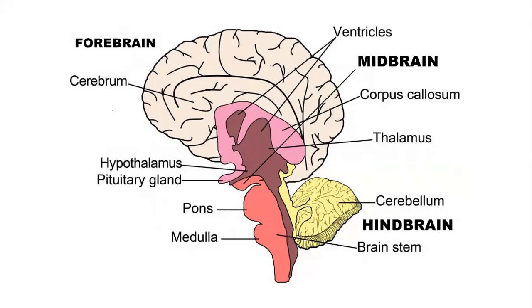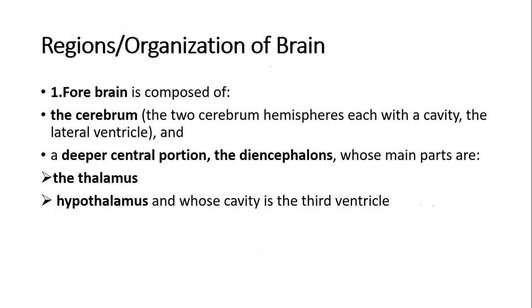So as you can see here, the cerebrum, its function is for memory, thinking, and analyzing for cognitive. Then for the midbrain, it's mostly the regulation of hormones. Then for hindbrain, its function mainly is for regulating the body temperature, breathing, and everything. As in the autonomic nervous system, they usually utilize the hindbrain. So regions, organization of the brain, we are still there.